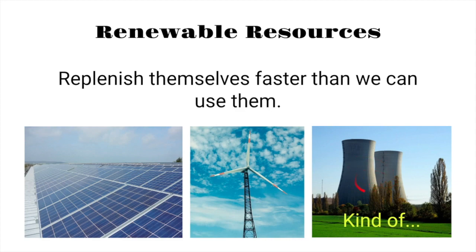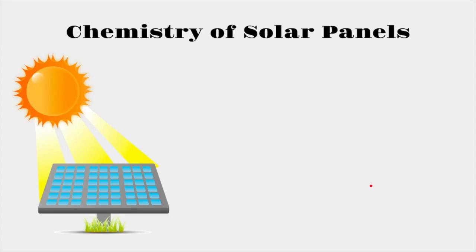Technically speaking, nuclear power is really, really abundant because it's in all the nuclei of all the atoms in the universe. But the specific type of uranium that we use is very, very rare. So as it is right now, technically nuclear power is non-renewable. So let's look at the chemistry of some of these renewable resources.